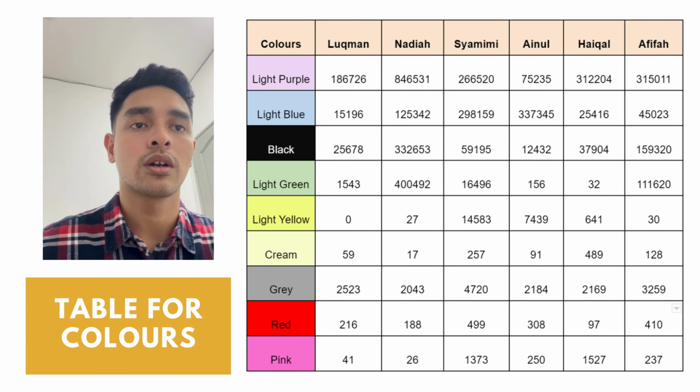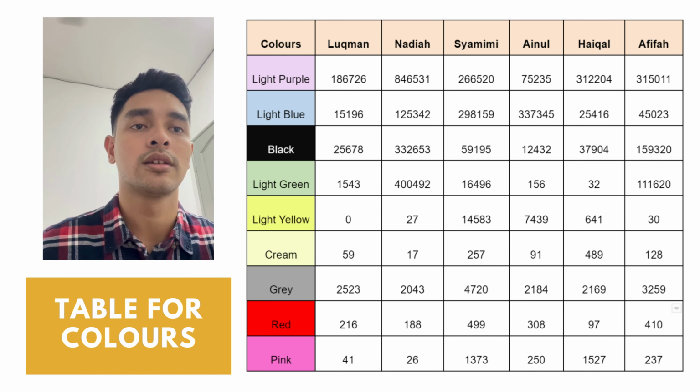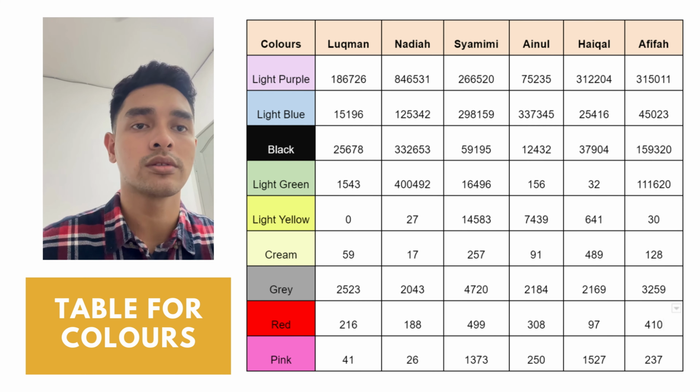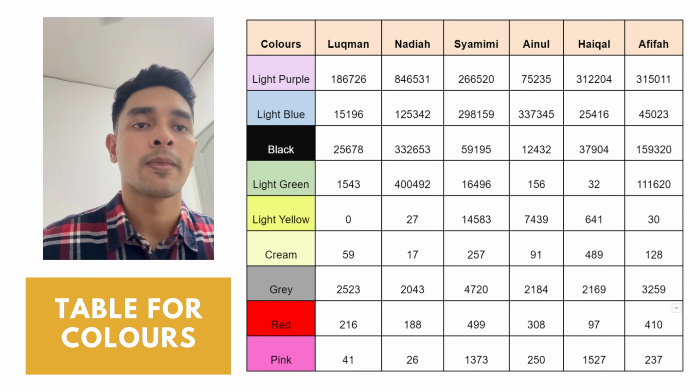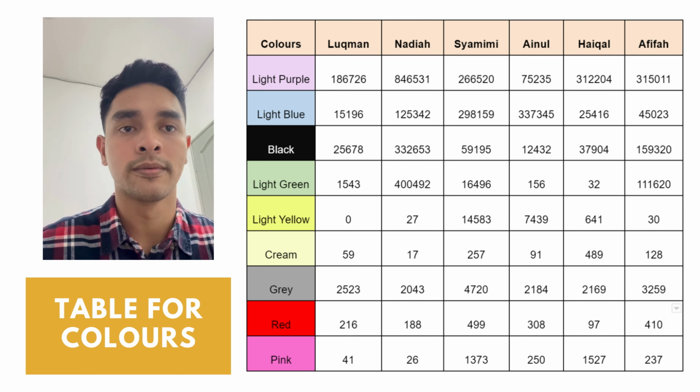Some common protocols and colors that we can observe in Wireshark are light purple for TCP protocols, light blue for UDP protocols, black for packets with errors, light green for HTTP traffic, light yellow for SMB, and cream for routing.